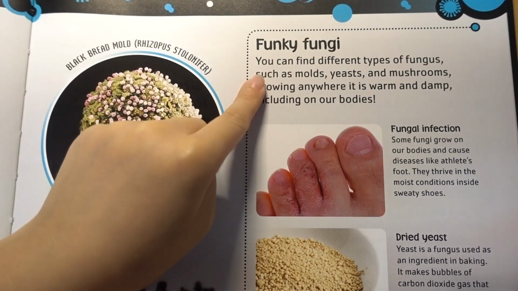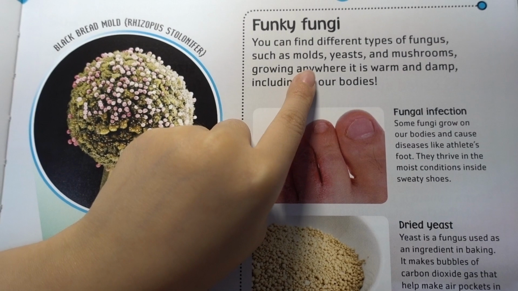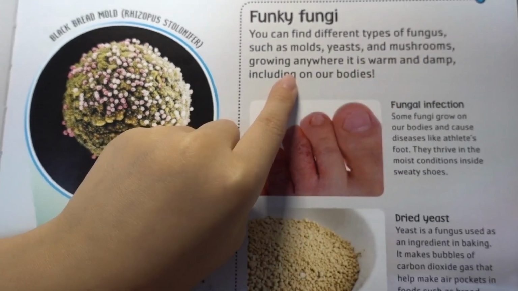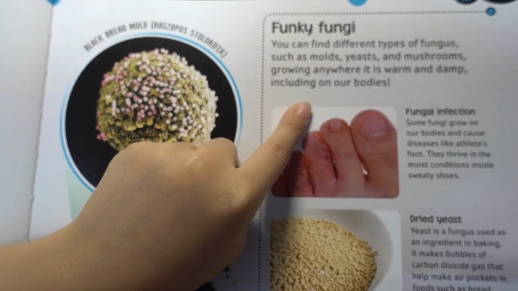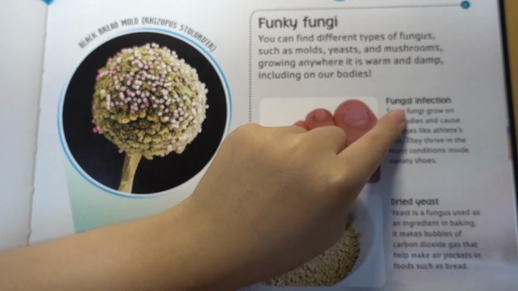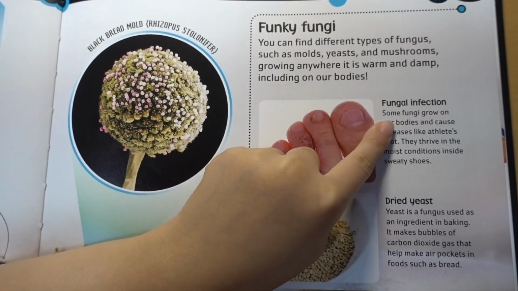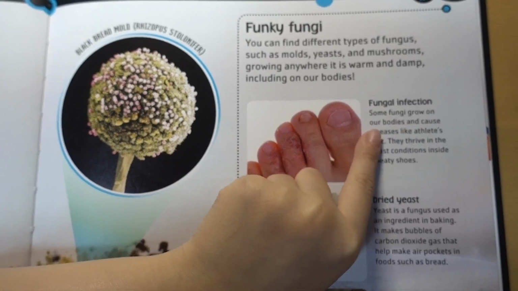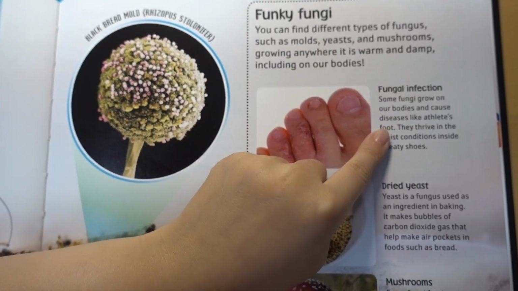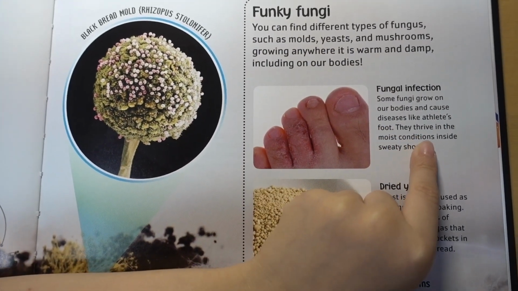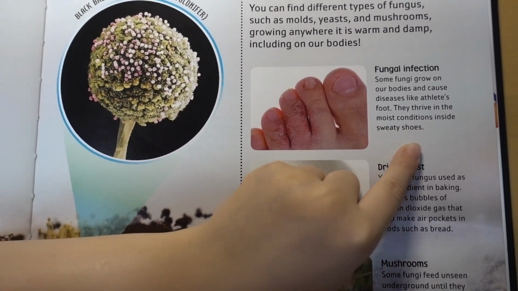Funky fungi. You can find different types of fungus, such as molds, yeasts, and mushrooms, growing anywhere it is warm and damp, including on our bodies. Fungal infection. Some fungi grow on our bodies and cause diseases like athlete's foot. They thrive in the moist conditions inside sweaty shoes.